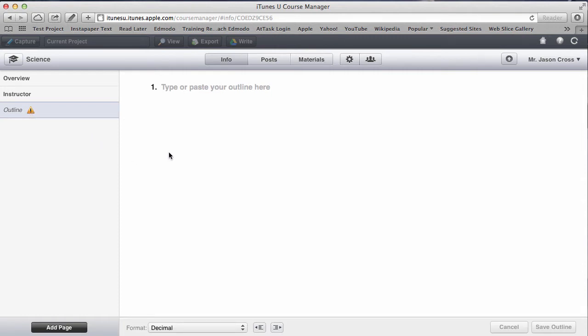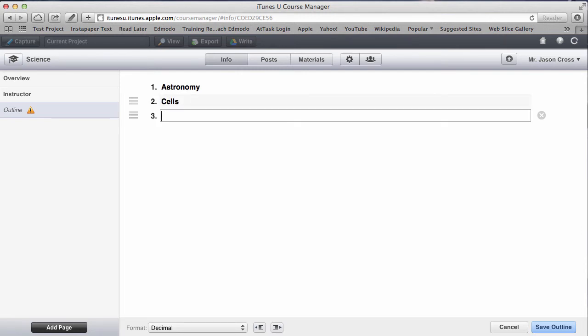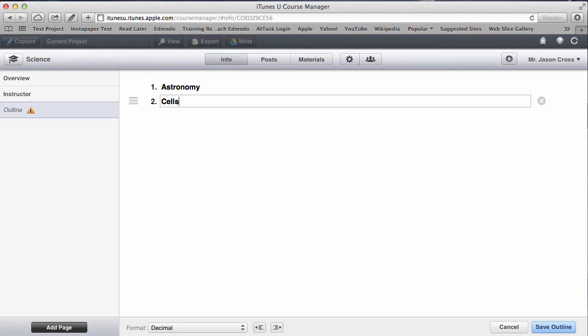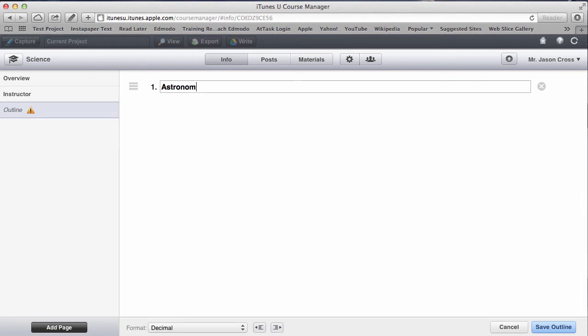So if I was in a situation like that, I might type in various units of study. So I would maybe say astronomy. And then my next one might be cells, right? You're seeing they're very high-level outline topics that I would cover. So that would be one way of organizing our classroom, would be into units.